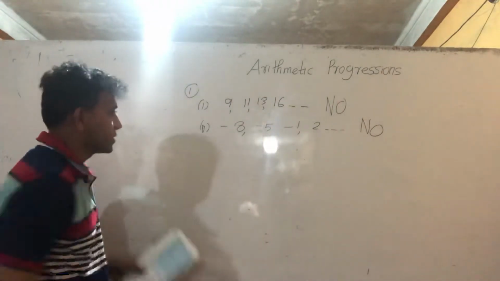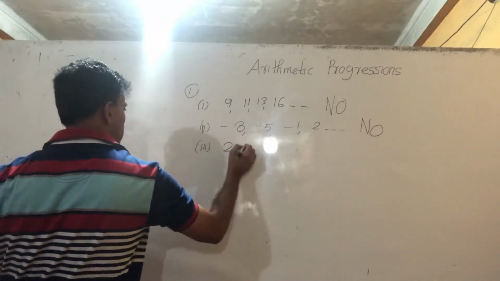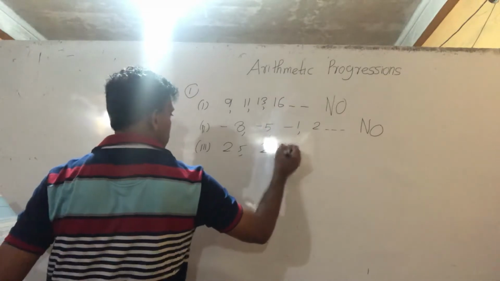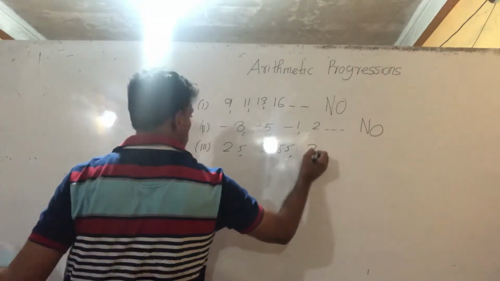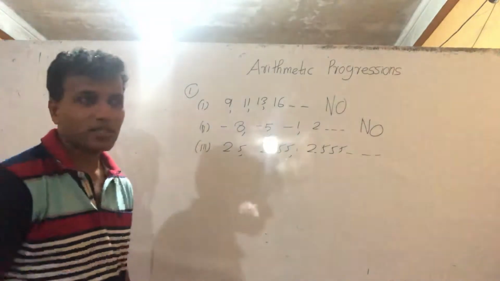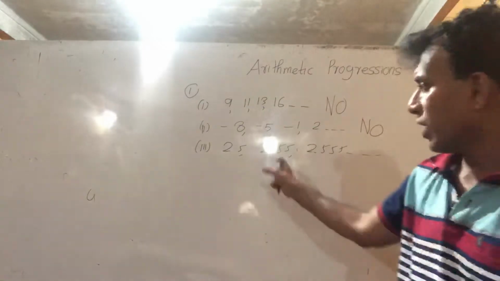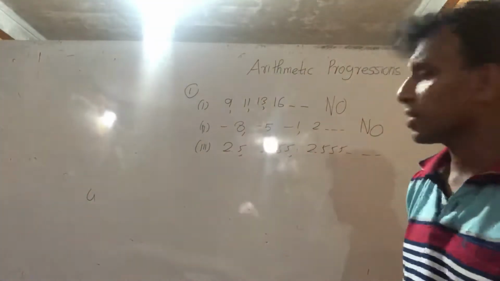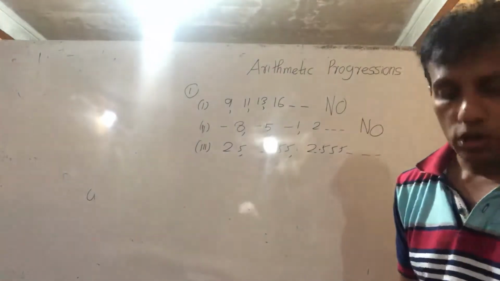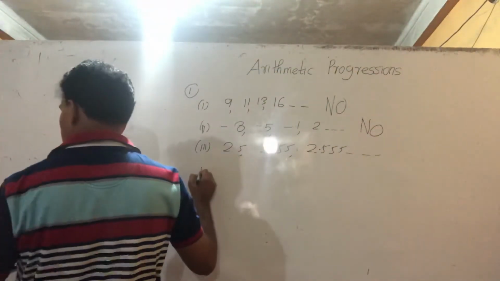The next one, the third part: 2.5, comma, 2.55, comma, 2.555. It's very clear, you can see, it is not in order. Those are different patterns. Find the successive difference and the common difference; you get different answers. It won't give the same solution, will it? Therefore, no. It's also no, right? Not an arithmetic series.